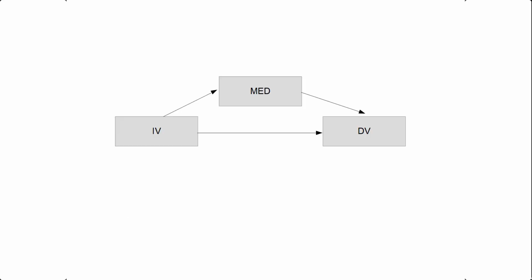Now we will customize our model. Let's assume we want the first covariate only in the model predicting the mediator, and the second covariate only in the model predicting the dependent variable. How can we do that? We need a new parameter, the C matrix. That's a matrix that specifies which parts of the model use which of the covariates.